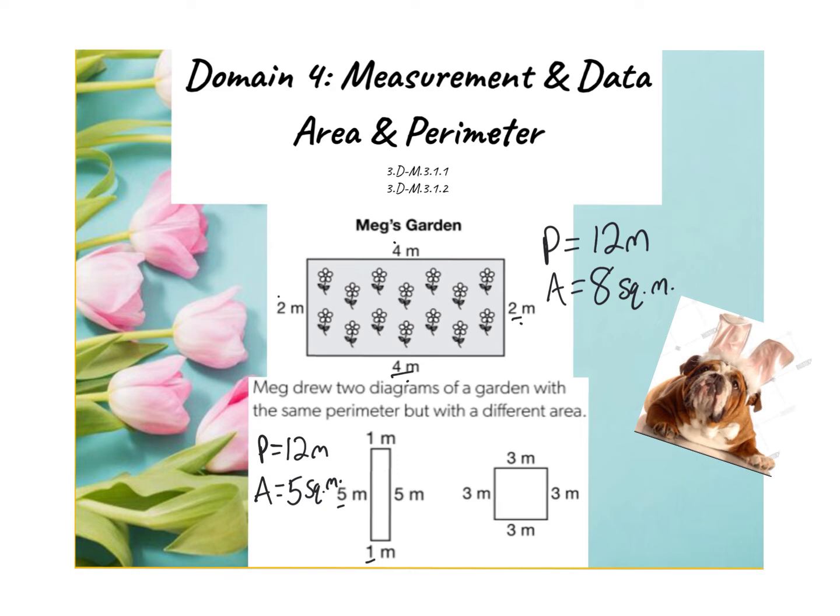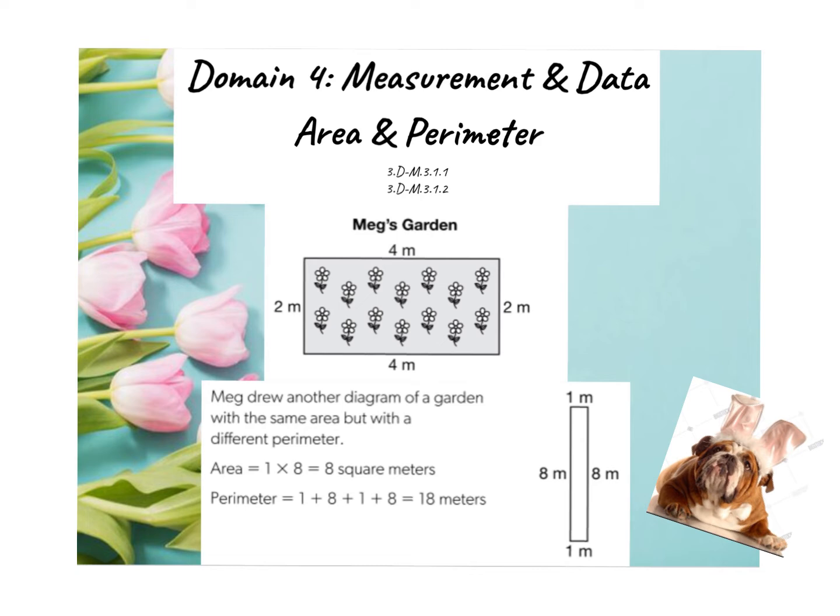Okay, we have 3 plus 3, which is 6, plus 3 plus 3, which is 6, and 6 and 6 would give us the perimeter of 12 meters, the same. And then the area would be a little bit different, where we have 3 times 3, which would give us 9 square meters. So as you can see, all of these drawings have the same perimeter, 12 meters, but the area is different when we're doing the length times the width. Let's keep practicing.